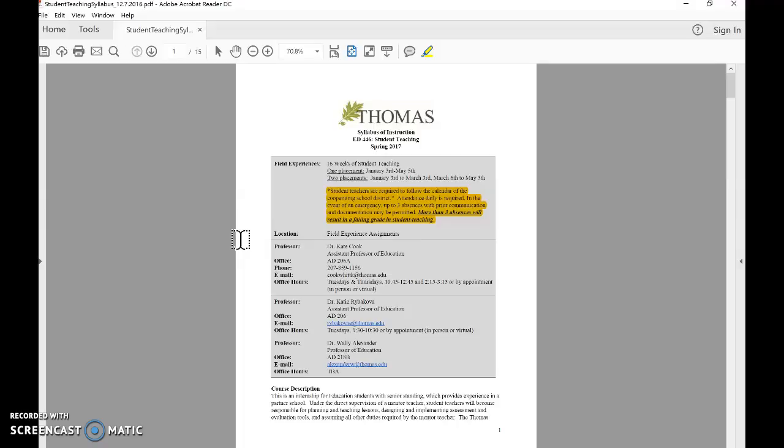In your student teaching, and this is the part that's highlighted right here, the student teachers are required to follow the calendar of the cooperating school district. So if your school has off on Martin Luther King Day, for example, then you have that day as a vacation day as well. Daily attendance is absolutely essential. It's required. Our expectation is that you act as if you were a teacher in the classroom.